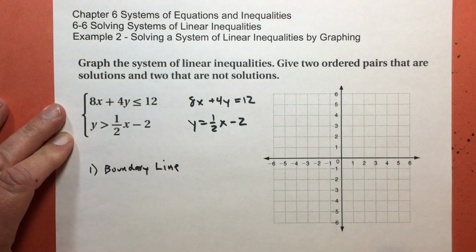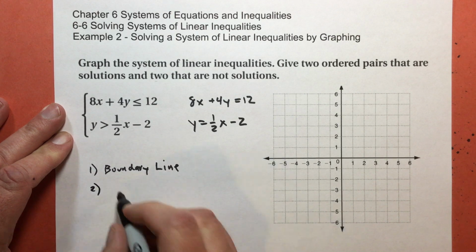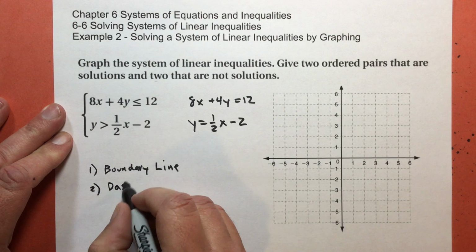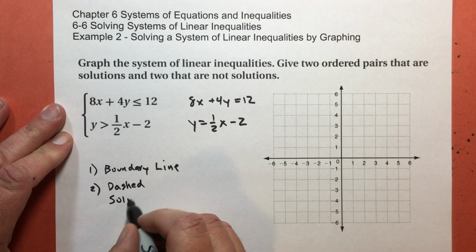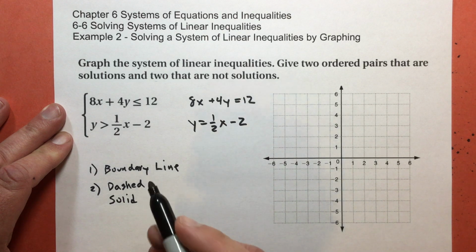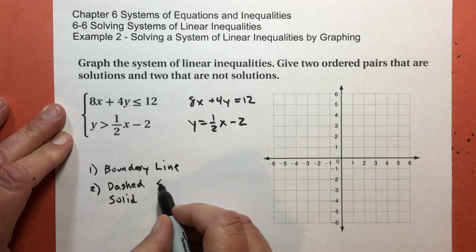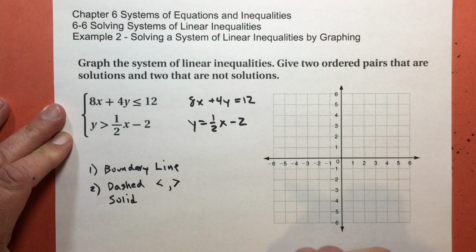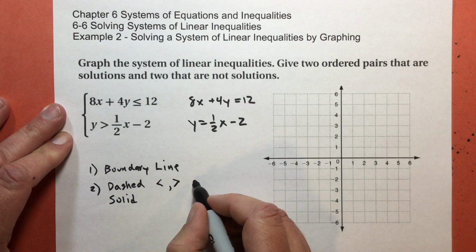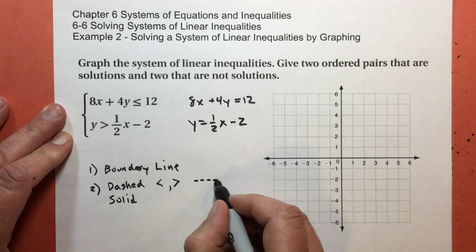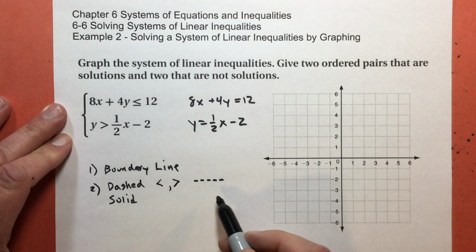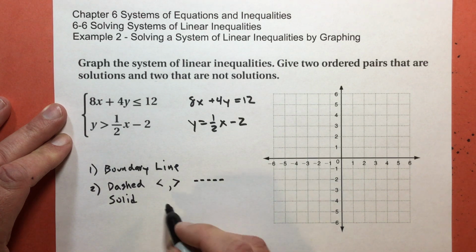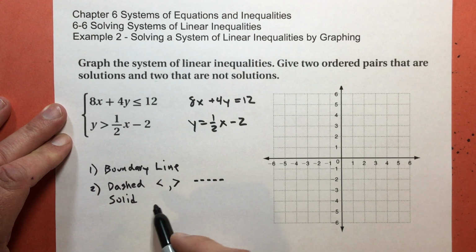Before I draw it, I have to decide, do I draw the boundary line dashed, or do I draw the boundary line solid? What do I mean by that? If the symbol is a less than or a greater than, then I'm going to draw dashed, and it's going to look like this. Now, normally we're not going to put arrows on the end of it, so that's why you're not going to see arrows. How do I know if I draw a solid line? A solid line is going to look like this with no gaps.